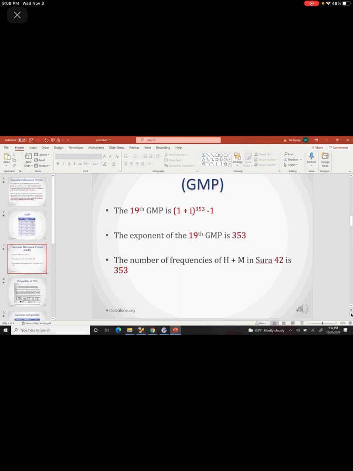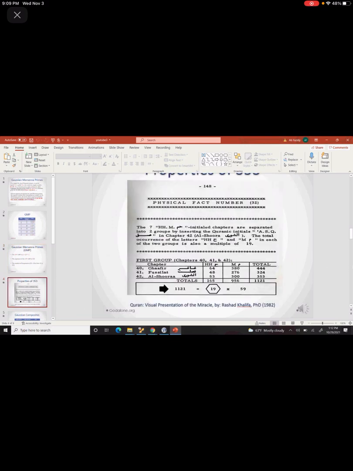353. So if I go a little bit, and I have this from Rashad's book, Visual Presentation of the Miracle, Rashad Khalifa, 1982. As you see here, the third one, 42, happens to be 353. At that time we had no clue.